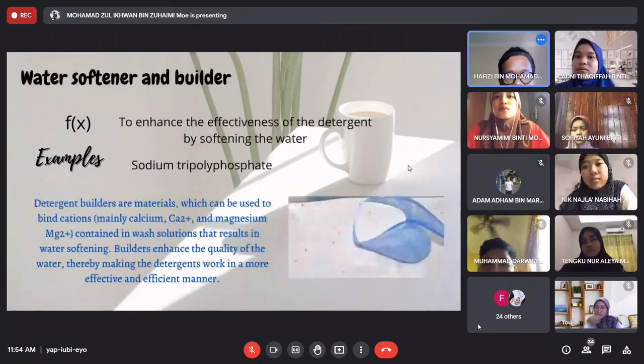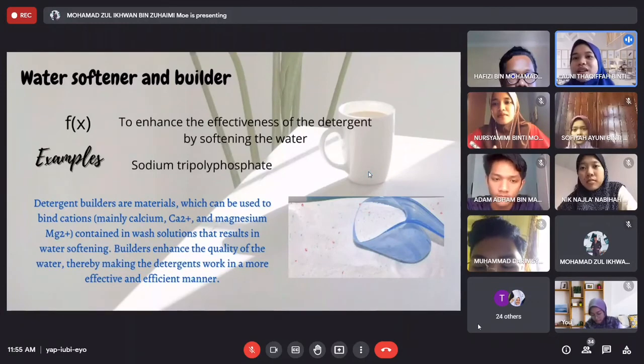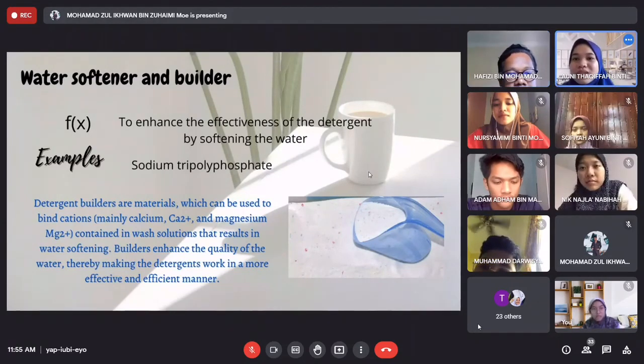Okay. Next is water softener and builder. The function is to enhance the effectiveness of the detergent by softening the water. Example is sodium tripolyphosphate. Detergent builders are materials.